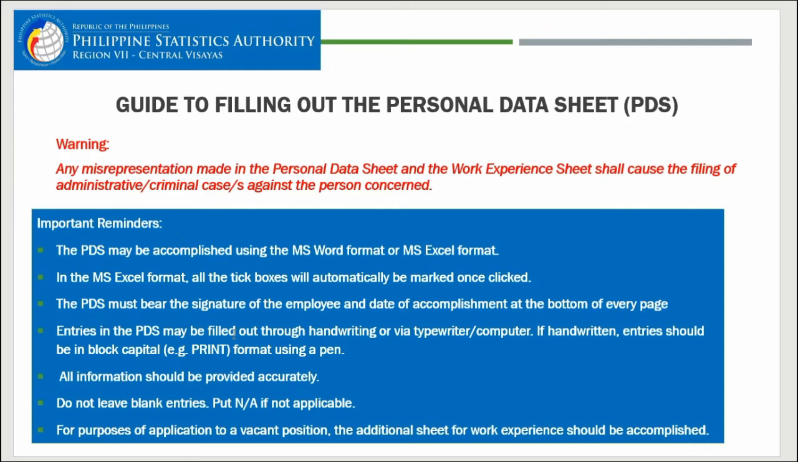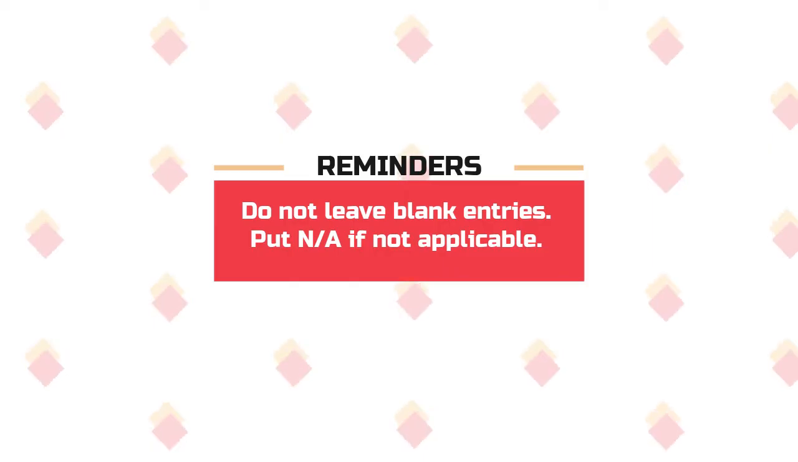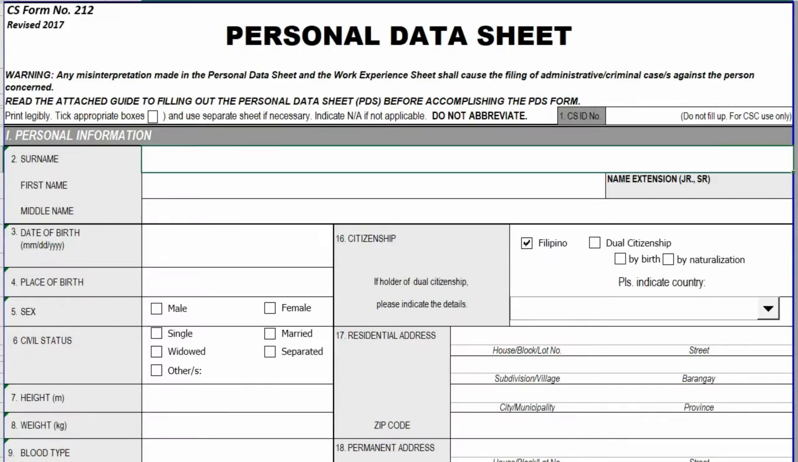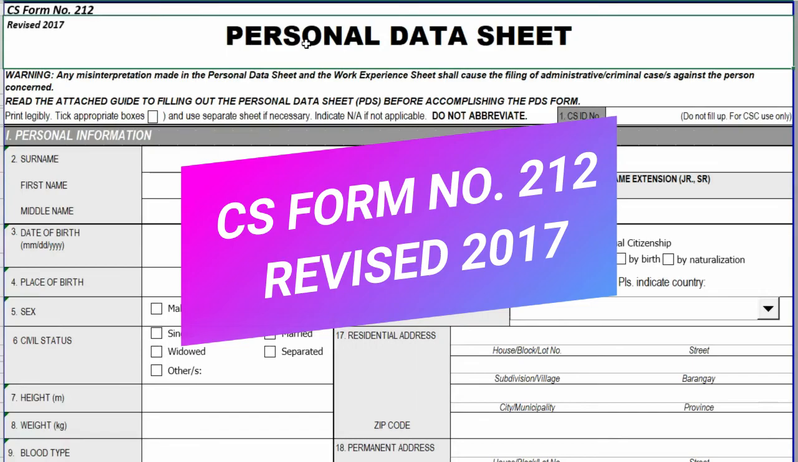So, last is do not leave blank entries, put N/A if not applicable. So, N/A lang po tayo kapag hindi po applicable sa atin. Dapat don't leave blank entries doon sa Excel natin. Okay? So, this is the first part of our PDS. So, it must have a CS form number 212 revised 2017.